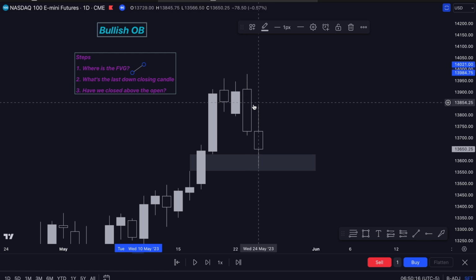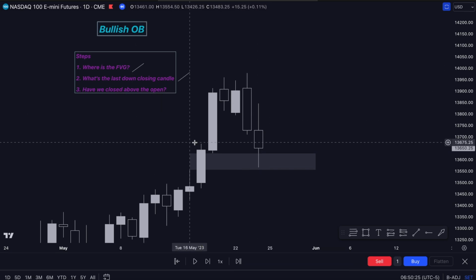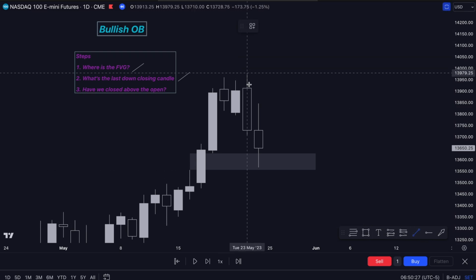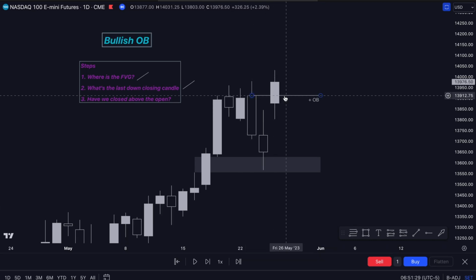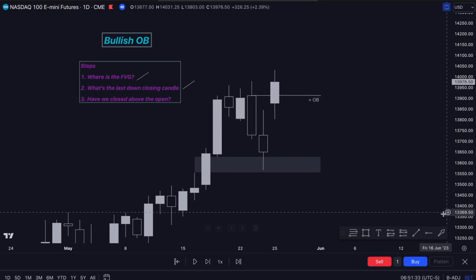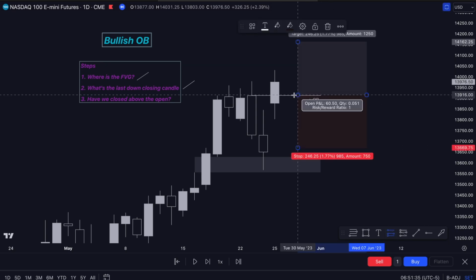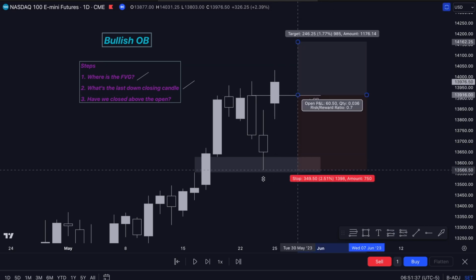Again, we've got consecutive down closing candles, so we can use both of these. Have we closed above the open? So the open is here. Now that we've drawn that out in time, let's see if we close above it. So we closed above here. Now the order block is validated. And my entry would be here. And my stop loss will be below the low.